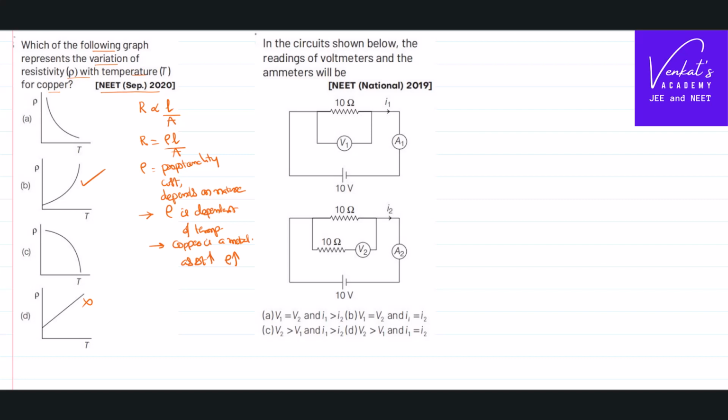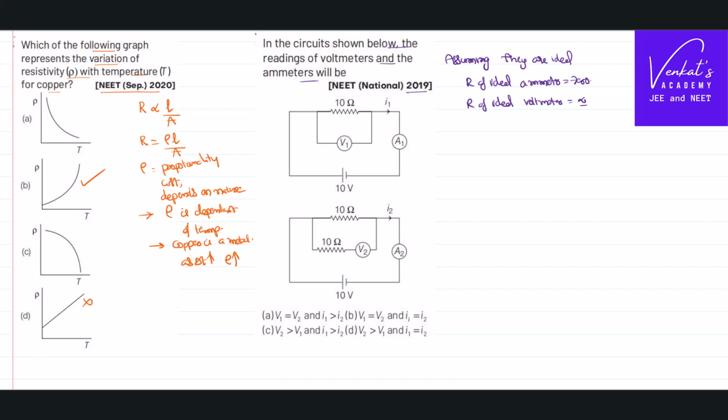Let us have a look at the second question, NEET 2019. In the circuit shown below, what are the readings of the voltmeter and ammeter? So, first thing that we need to understand is, assuming both voltmeter and ammeter are ideal, the resistance of an ideal ammeter is 0. The resistance of an ideal voltmeter is infinity. Voltmeter is always connected in parallel and ammeter is always connected in series.